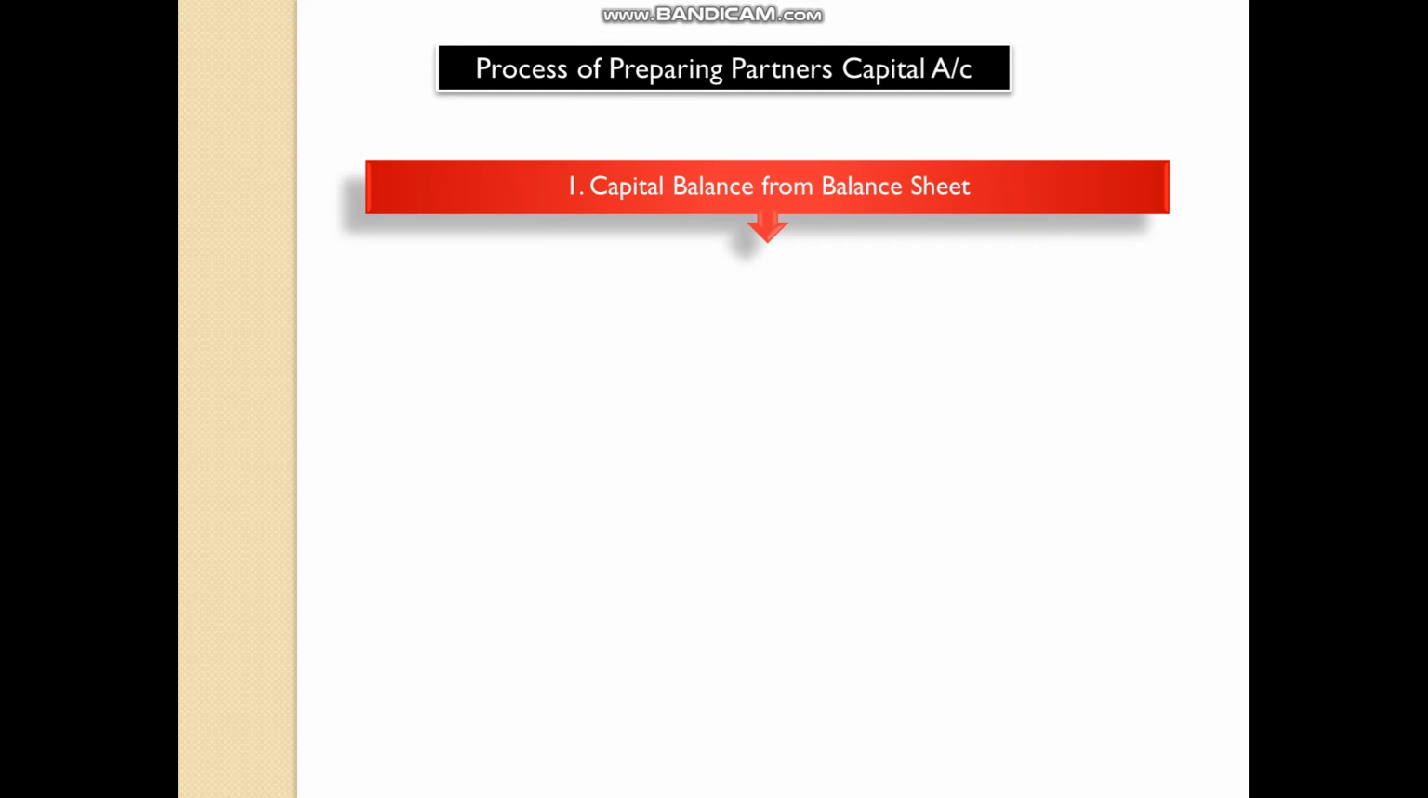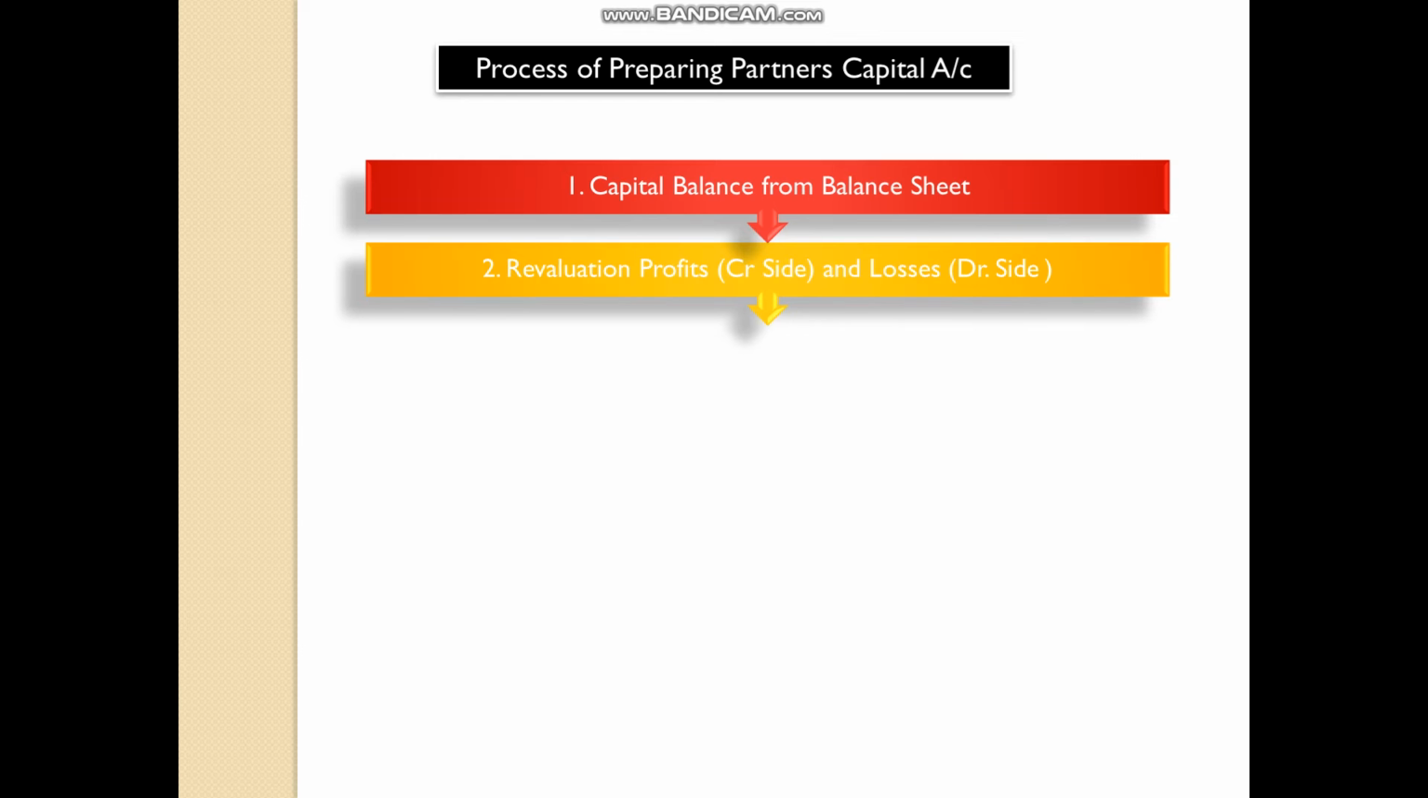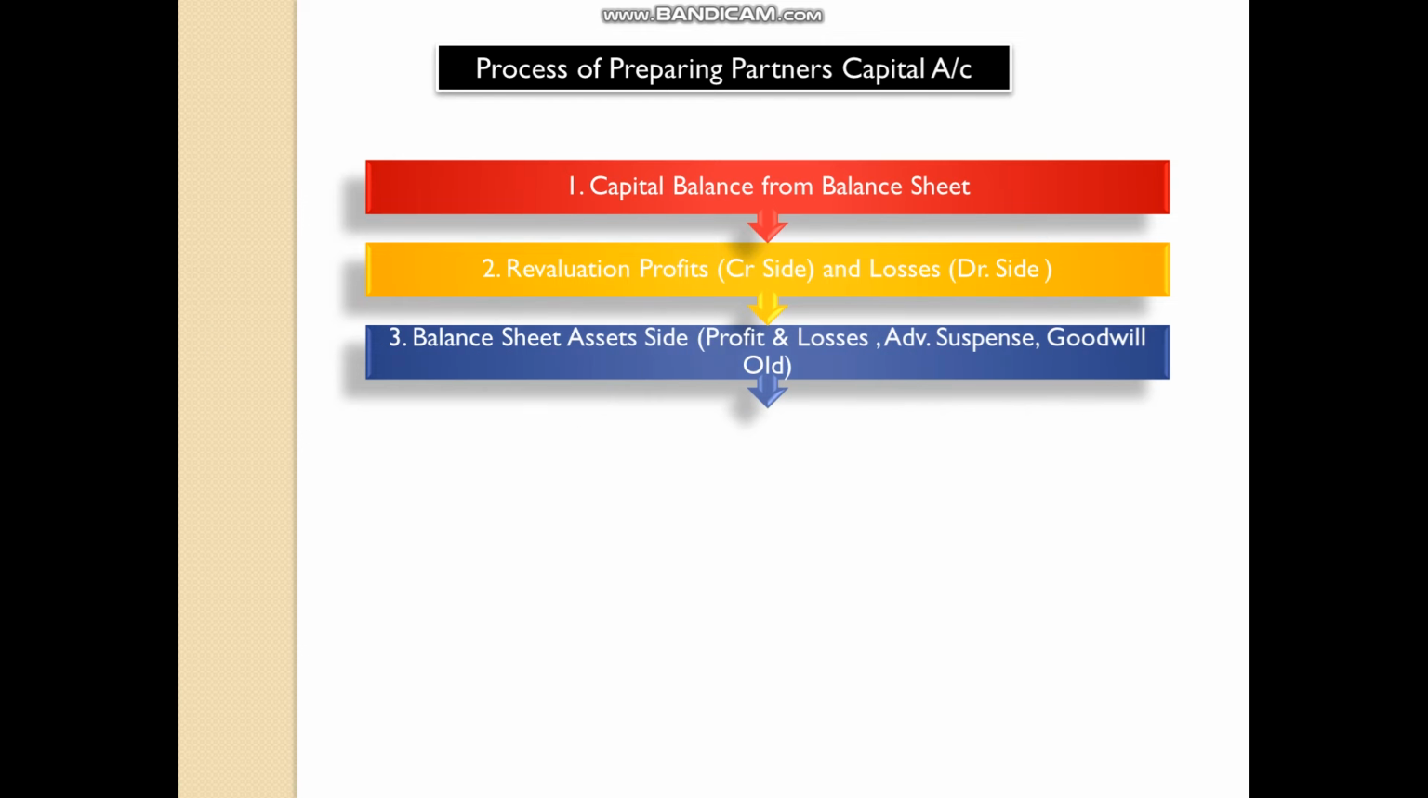Whenever you are preparing the partners' capital account, you have to take the partners' capital balances from the balance sheet, which is given in the old balance sheet. Second, we will take the revaluation profit or loss. We have already prepared the revaluation account. If there is a profit, then show it on the credit side of the partners' capital account. If there is a loss, then show it on the debit side.